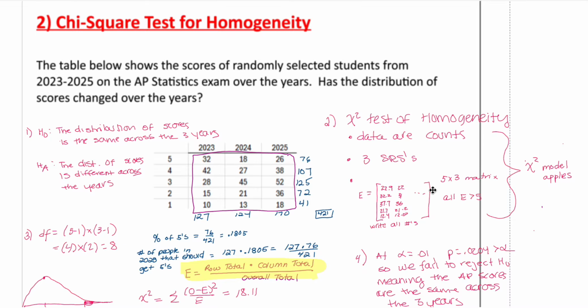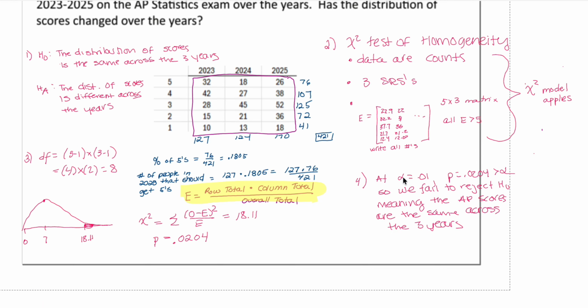So we have a 5 times 3 matrix. According to all of the data that shows on our calculator, the expected values for all 3 samples are greater than 5. Therefore, after checking all of these conditions, we can say the chi-square model applies. Moving on to step 3.